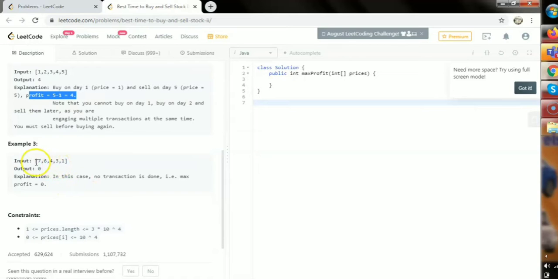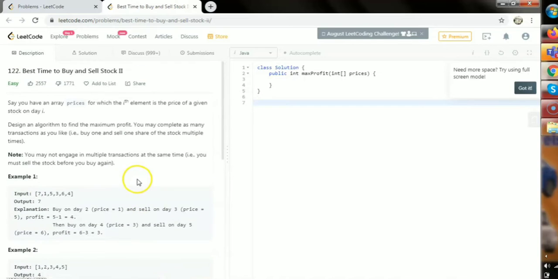Example number 3. If the prices are given in descending or decreasing order, it means if you purchase at 7, all the other amounts are less than 7, so when you sell at an amount less than your buying amount, you get a loss. So you cannot sell your share in this way. If you purchase at 6, you cannot sell at these amounts either. So in descending order you will always get a loss.